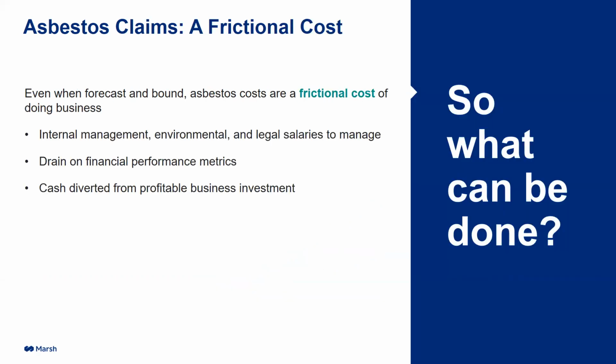But still, regardless of how well we think it's going to develop, a couple of things. This is still a frictional cost. You still have to devote a significant amount of management time, resources, and salaries to manage these claims. And we may have a range in likely outcomes, but the question is, where's it going to fall? Is it going to be the 45th or the 95th percentile? And suddenly, if we underestimate, it's still going to be a drain on metrics away from valuable business investment. So again, these things are not part of your core business and are quite a headache.